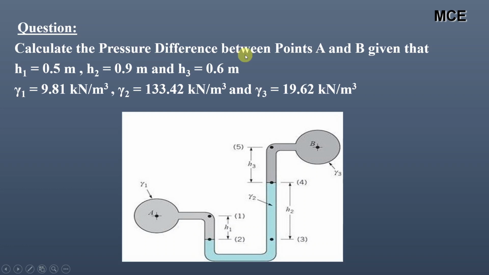between point A and B, given that H1 is equal to 0.5 meter, H2 is equal to 0.9 meter, and H3 is equal to 0.6 meter. The unit weight of liquid first, that is gamma 1, is equal to 9.81 kilonewton per meter cube, gamma 2 is equal to 133.42 kilonewton per meter cube, and gamma 3 is equal to 19.62 kilonewton per meter cube.